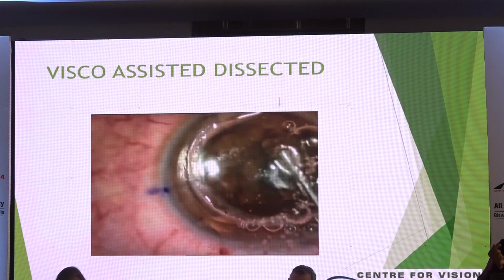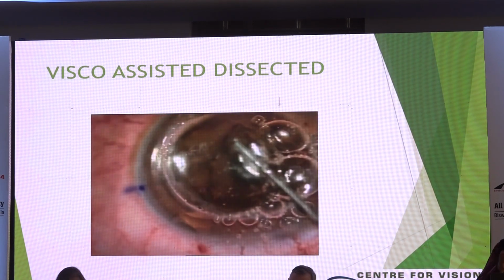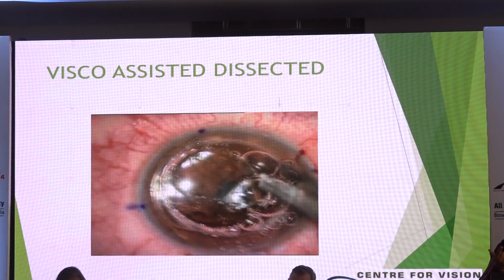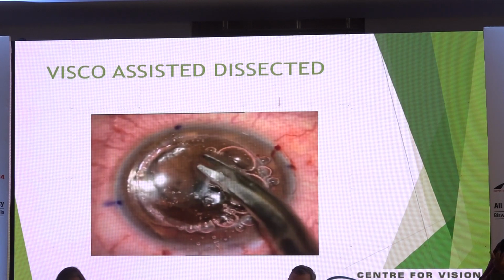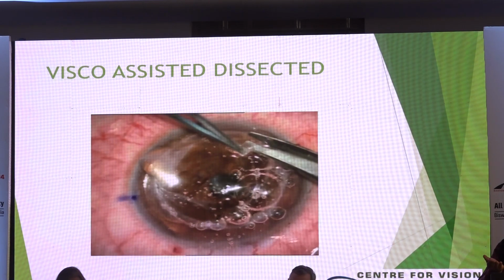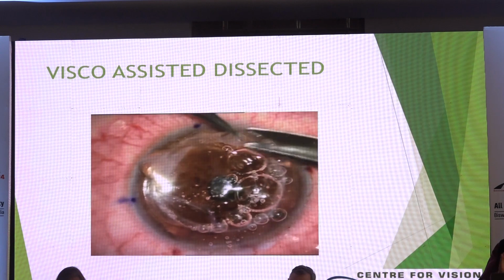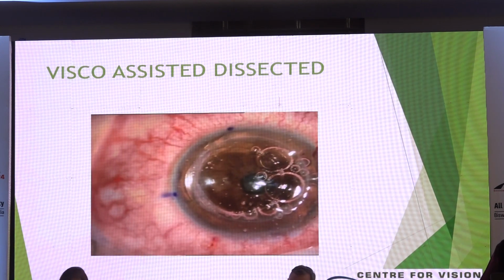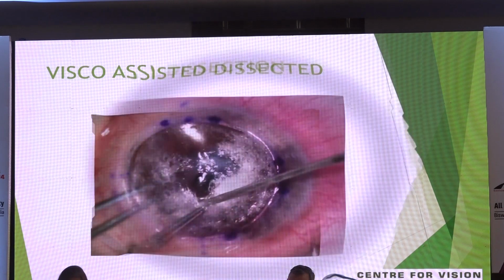You inject the visco through that, and with the visco layer, you basically use a broad iris repositor and a blunt scissors. You can expose the predescemetic layer without actually touching it. This works quite well. You can get a very clear bed at the end of the procedure even if you do not bare the Descemet's.